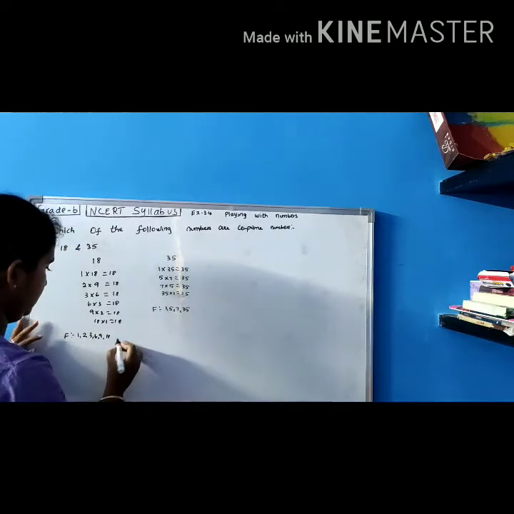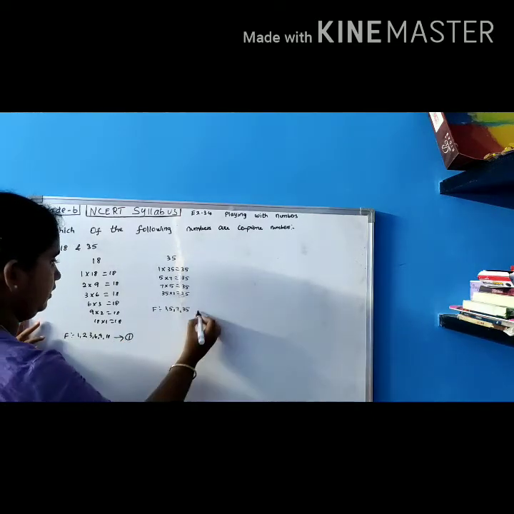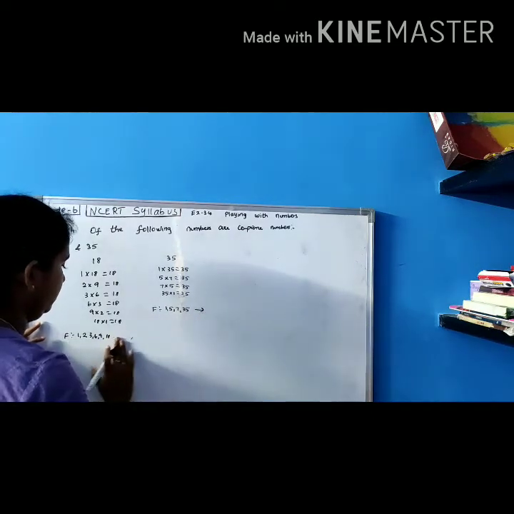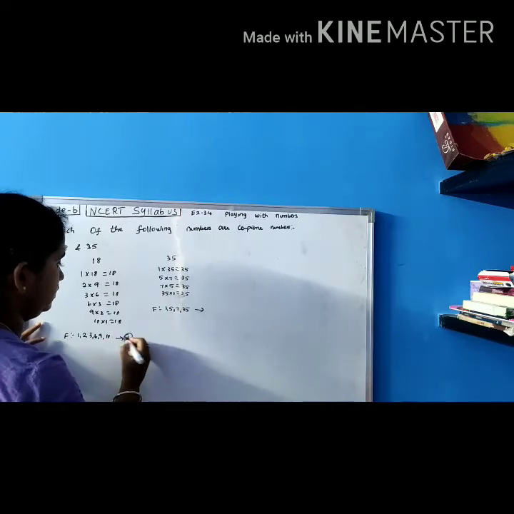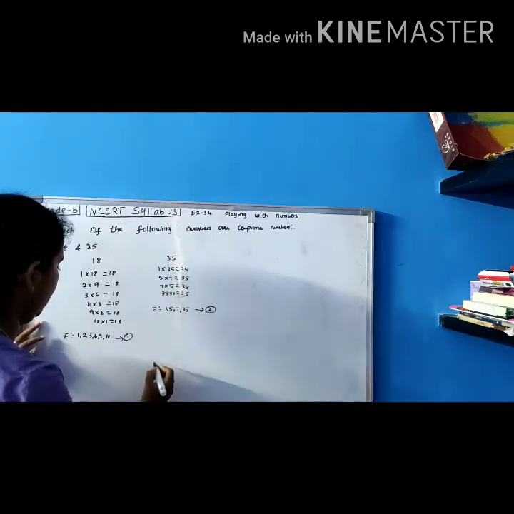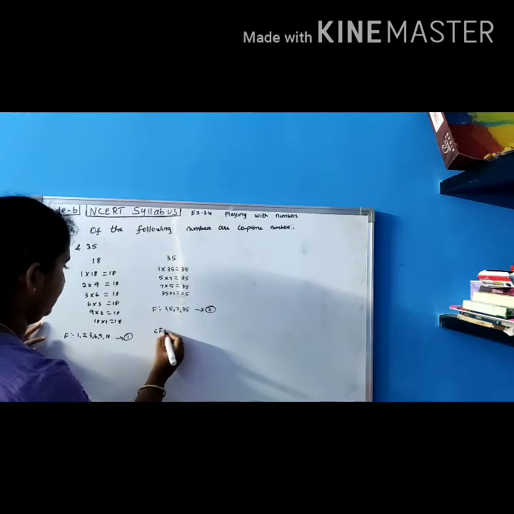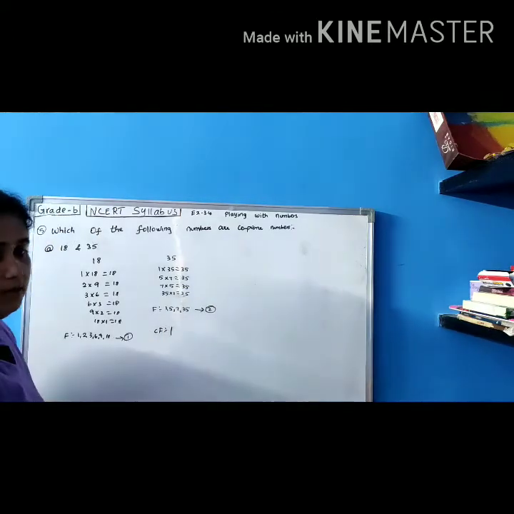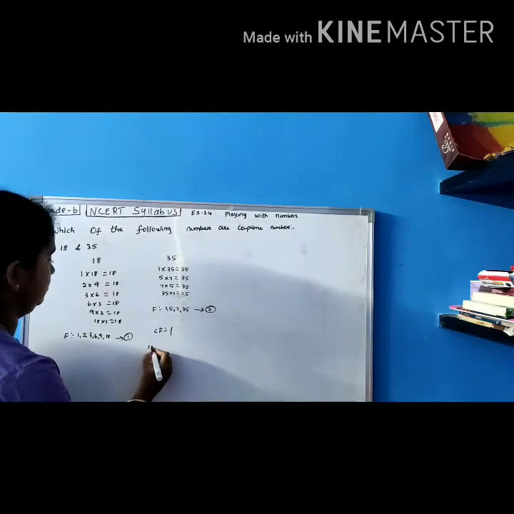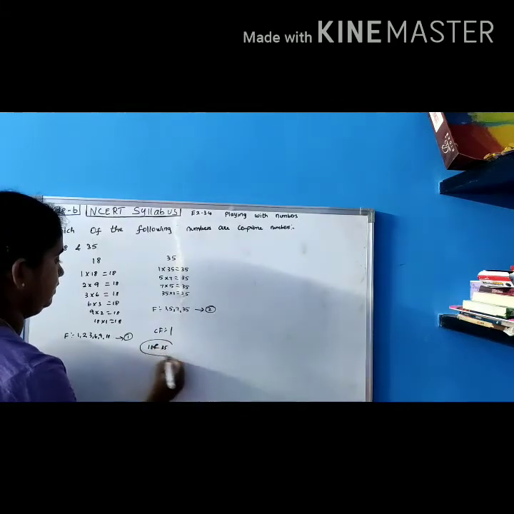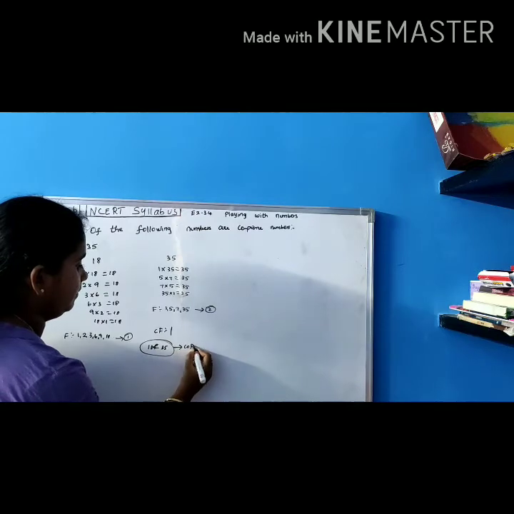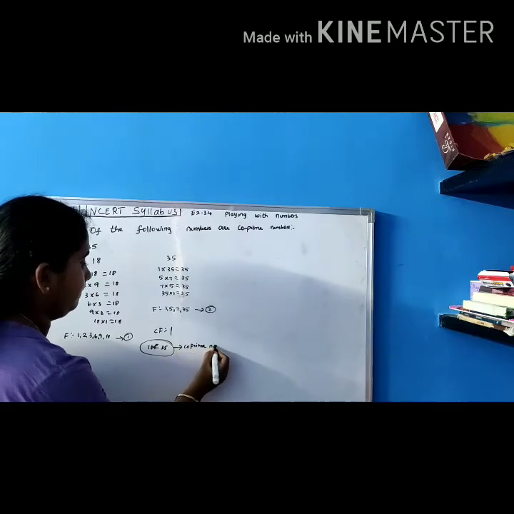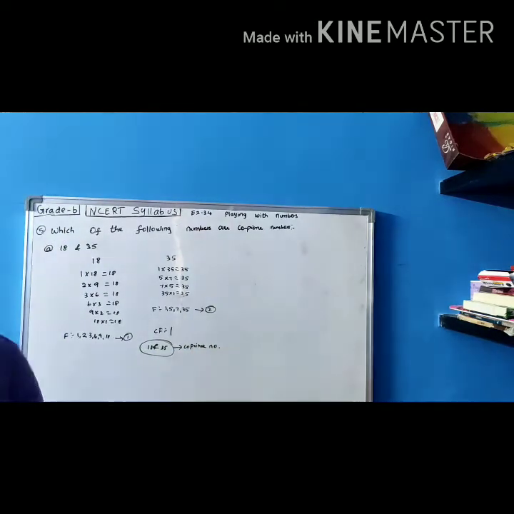Now you see this one, consider this to be 1, consider this to be 2. Comparing 1 and 2, there is no common factor, only 1 is a common factor. So the given numbers 18 and 35 are co-prime numbers. Okay, now we'll move on to the next sum.